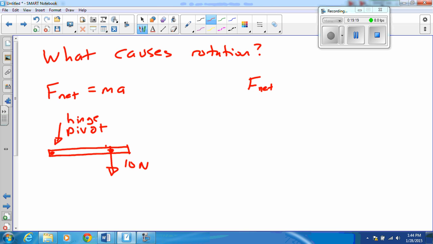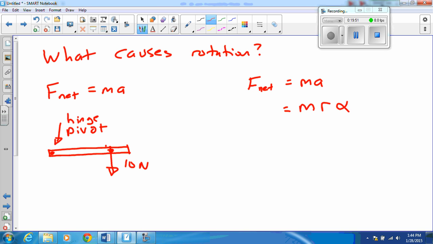So let's take this F net equals ma and consider what kind of acceleration is caused by the force here. You remember that the tangential acceleration, which is pulling down, is r times alpha, just like that. That was one of our equations that we had in the previous page, right? Okay.